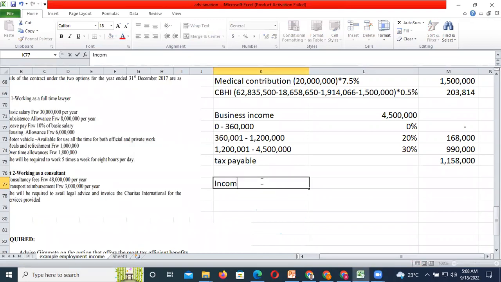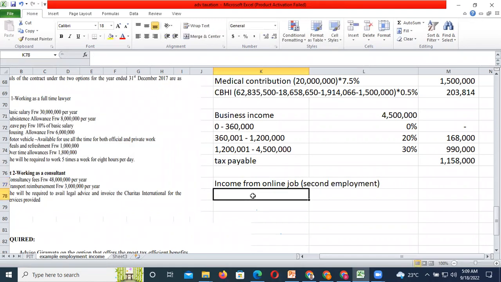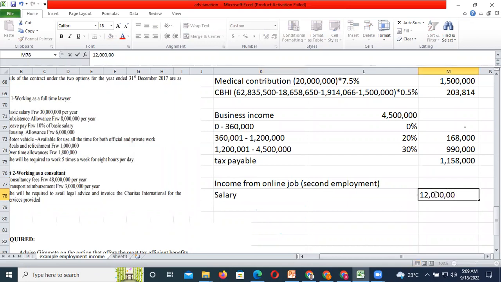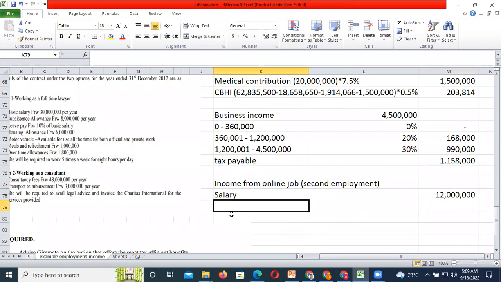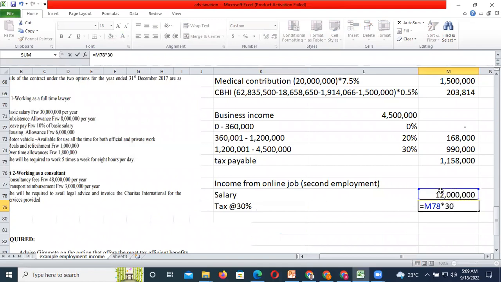Income from second employment, income from online job. Online job, and we are taxing it as second employment. So the amount you see, or the salary, was, I think, 12 million, and the tax is 30%. Because it is second employment, you are getting this times 30%. So this one you can also compute the pension, because the employer will have to withhold the pension for this.